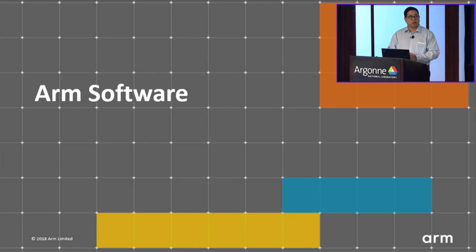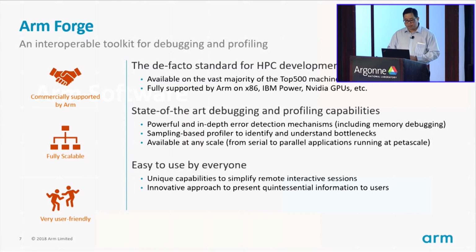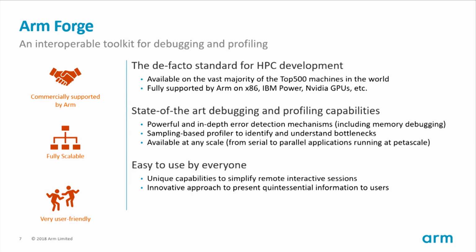At ARM, we have some commercial software available, namely our product that we call ARM Forge. Forge consists of both DDT, our debugger, and MAP, our profiler. While you're here, I would highly encourage you to use these tools, mostly because they are commercial, and you'll have access to use them for free during your time here. You can often find them on some of the world's largest supercomputers. It's not only for x86, we also have it on ARM, of course, and IBM Power, and it also works with NVIDIA GPUs if you're into that kind of programming.